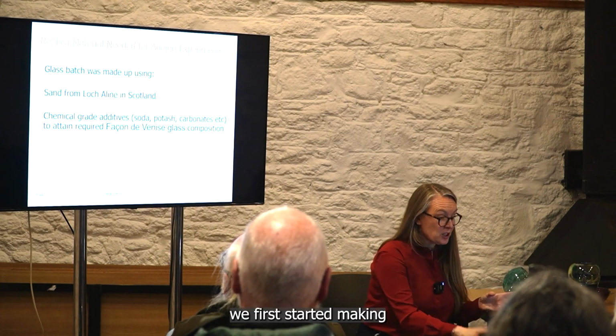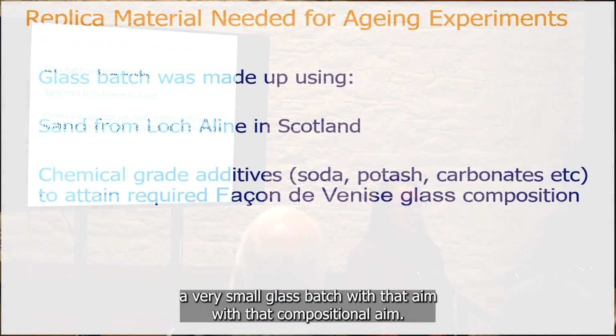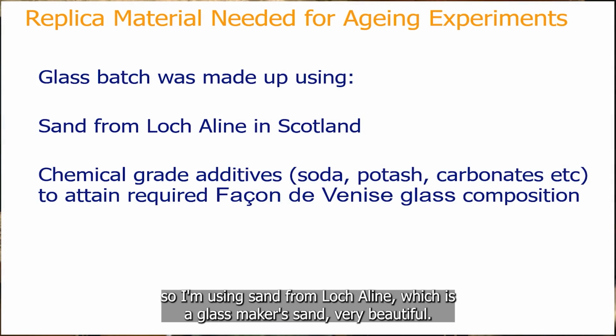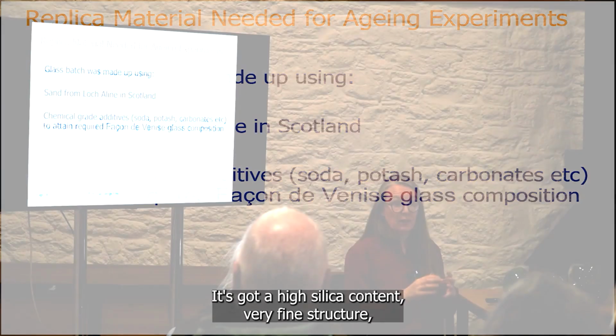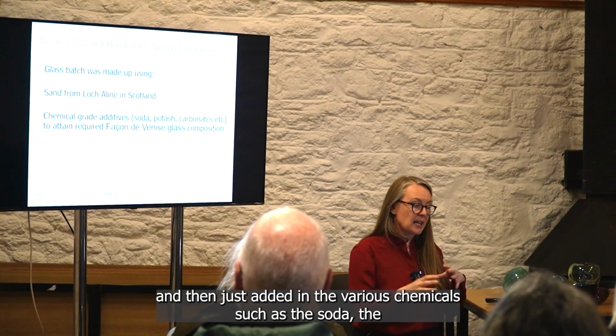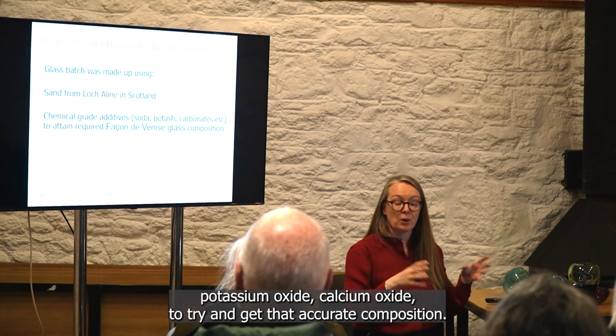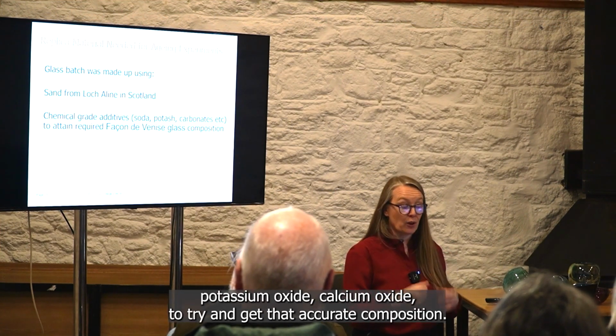So we first started making a very small glass batch with that compositional aim. So I'm using sand from Loch Aline, which is a glassmaker's sand, very beautiful. It's got a high silica content, a very fine structure, and then just added in the various chemicals such as the soda, the potassium oxide, calcium oxide, to try and get that accurate composition.